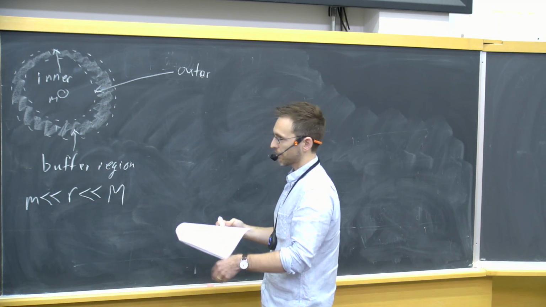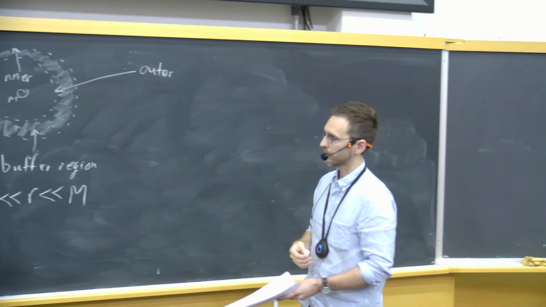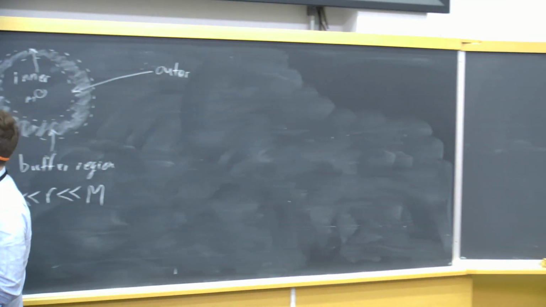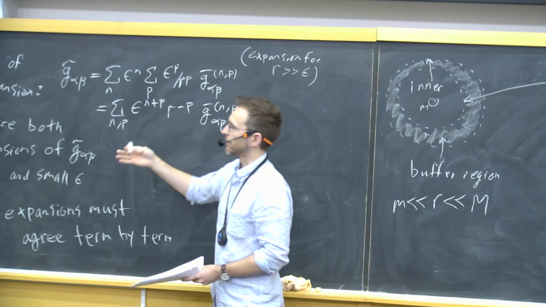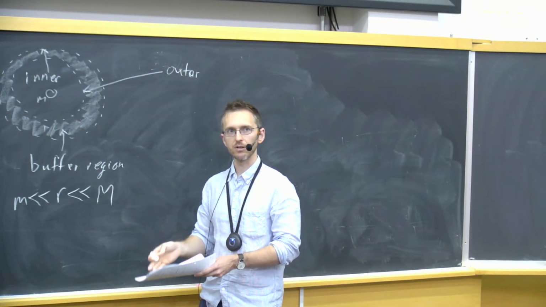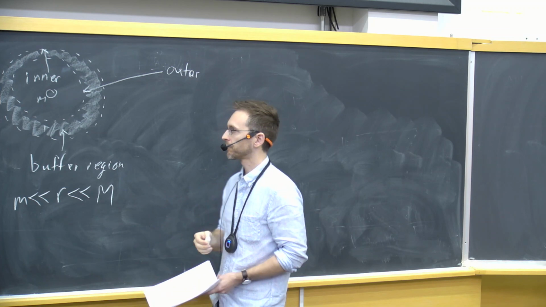It doesn't actually matter if they're accurate. Really, all we care about is that we have a function, g tilde, that's sufficiently well behaved that the inner and outer expansion commute. So if you do inner and then outer, you get the same result as if you do outer and then inner.